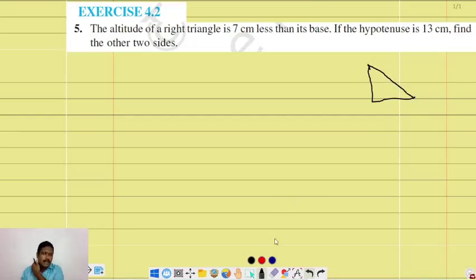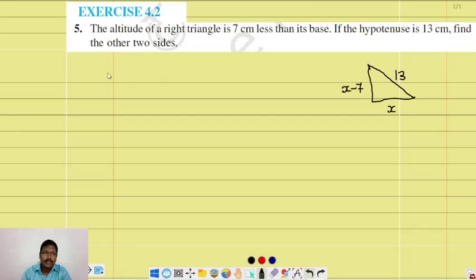See the right angled triangle. The altitude of a right triangle is 7 centimeter less than its base. So base we can take as x. Then altitude will be 7 centimeter less than base, that is x minus 7. And the hypotenuse is 13. Find the other two sides.